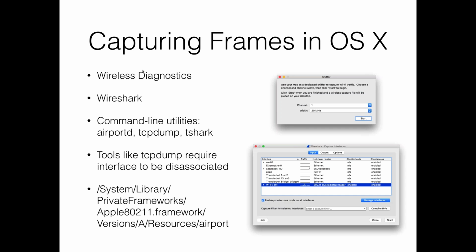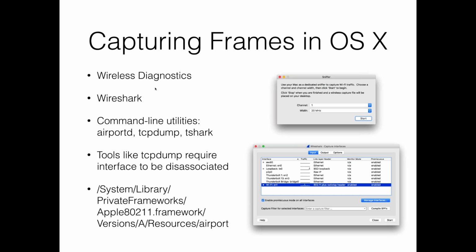So there are many tools you can use to do frame captures on OS X. We can start with wireless diagnostics. This is a tool that comes with the operating system. It's very simple. When you choose the channel, you choose the width, and you start capturing, it creates a file on your desktop, and that's it. Then Wireshark, I'm pretty sure everybody is very familiar with the tool. Then there are some command line utilities like airportd, tcpdump, tshark.